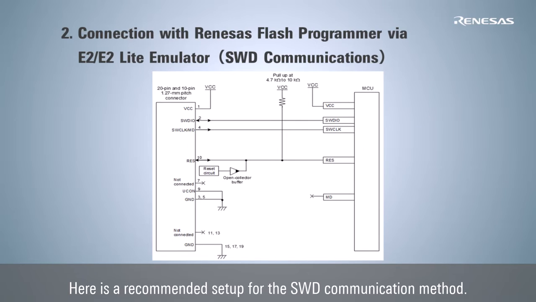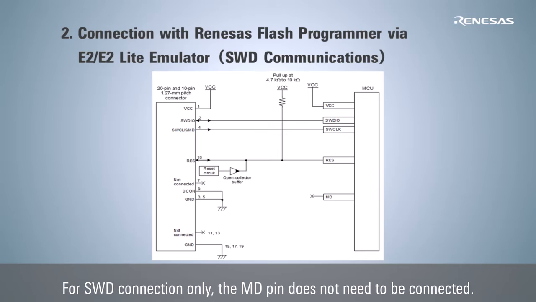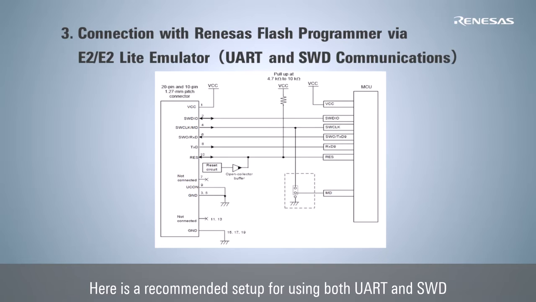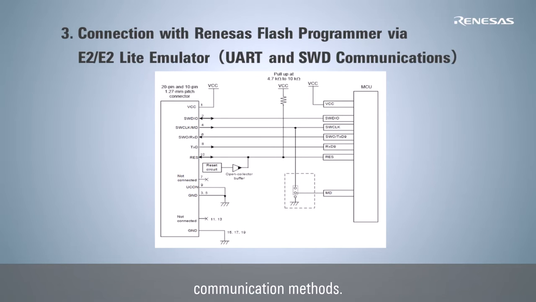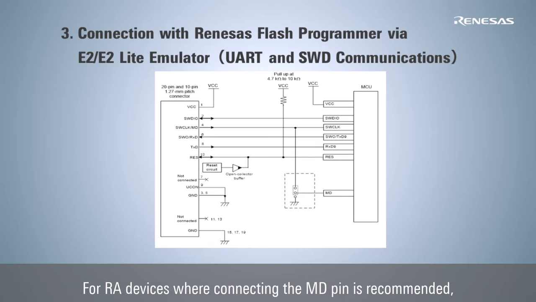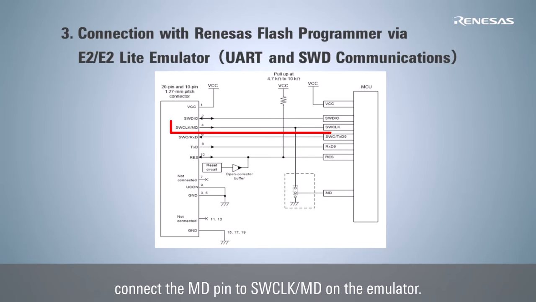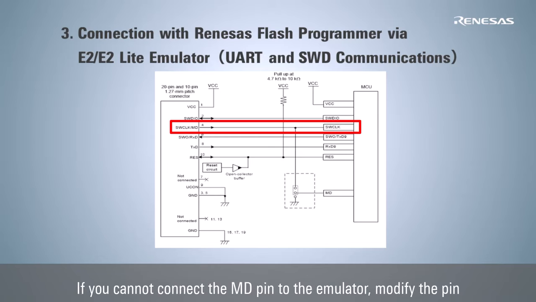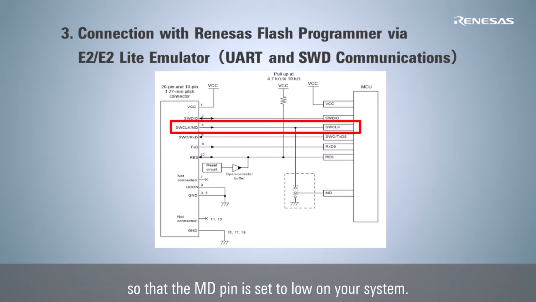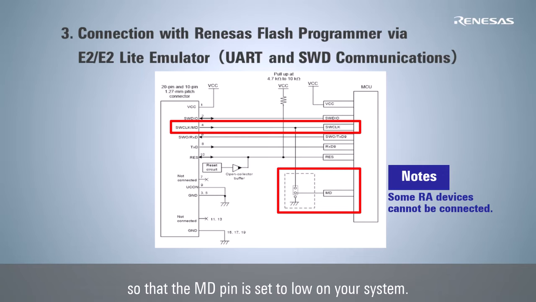Here is a recommended setup for the SWD communication method. For SWD connection only, the MD pin does not need to be connected. Here is a recommended setup for using both UART and SWD communication methods. For RA devices where connecting the MD pin is recommended, connect the MD pin to SWCLK/MD on the emulator. If you cannot connect the MD pin to the emulator, modify the pin so that the MD pin is set to low on your system.